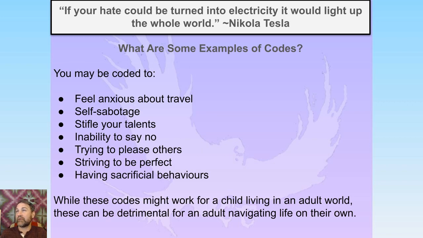What are some examples of codes? You may be coded to feel anxious about travel, to self-sabotage, to stifle your talents. You could be coded with an inability to say no, or trying to please others, or striving to be perfect. And you could also be coded to have sacrificial behaviors. While these codes might work for a child living in an adult world, these can be detrimental for an adult navigating life on their own.